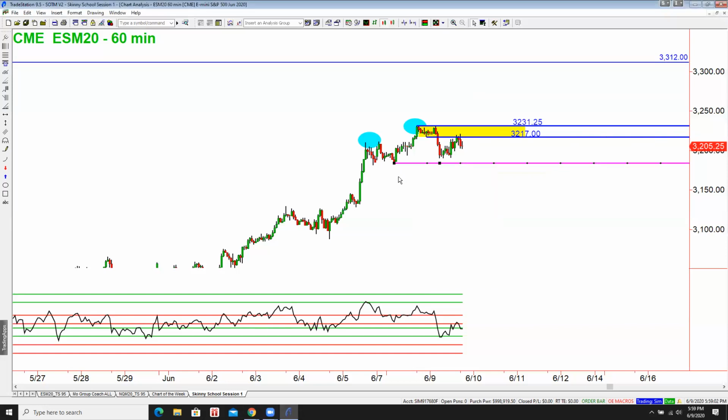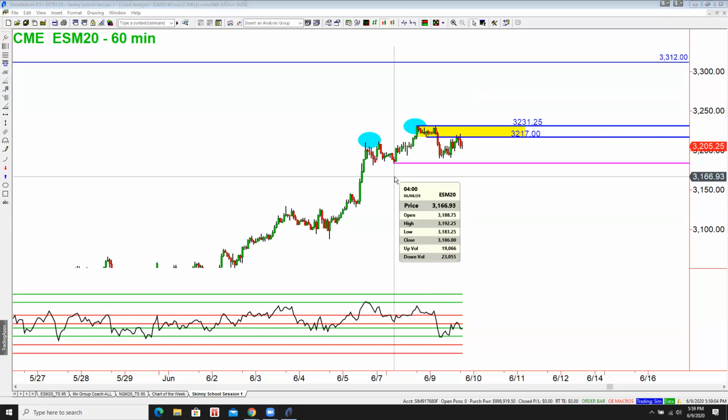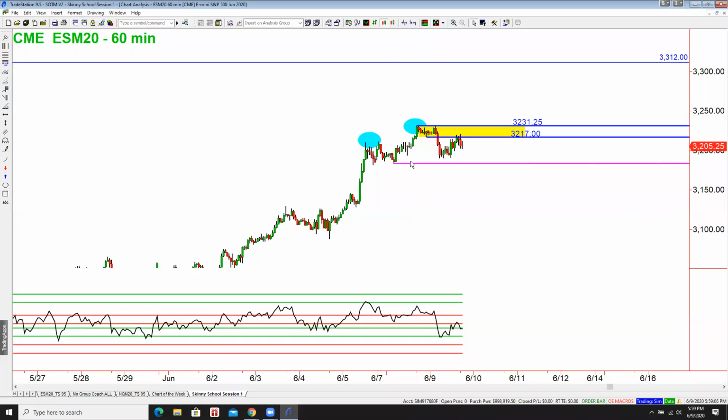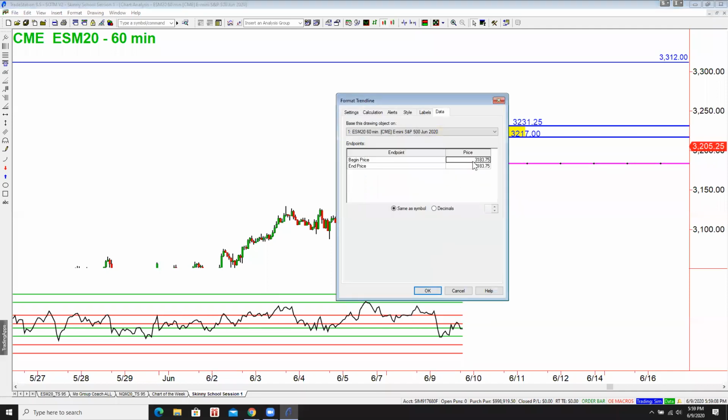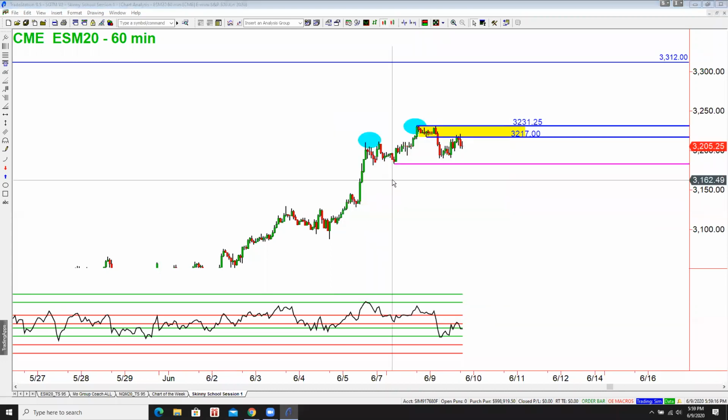So 3183.25, that's this guy right here. So I zhuzh it really close. And if I really want to get exact, 3183.25, I open up the window, I format the trend line, 3183.25. And that's where it is. And then I put the label out here, 3183.25. Type a Y if you understand how I drew this, if you want to recreate it on your TradeStation or on your charts.